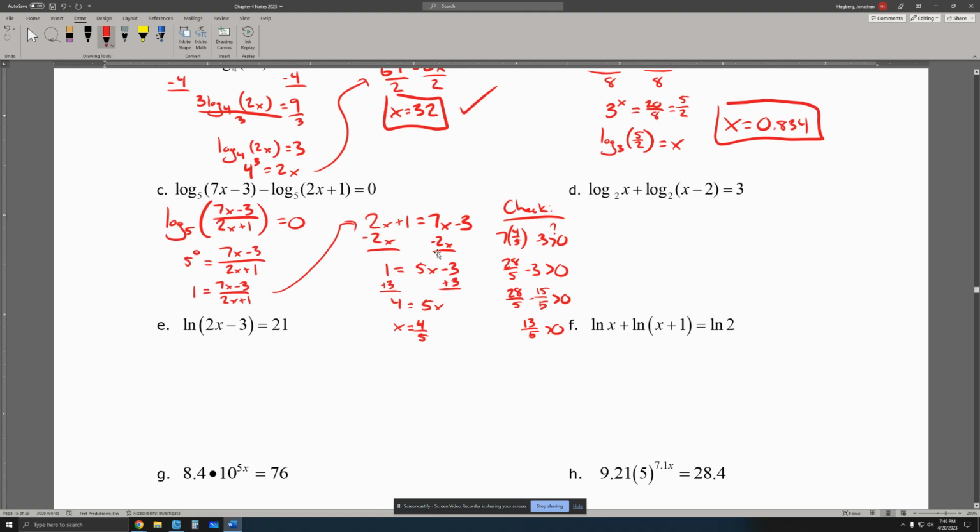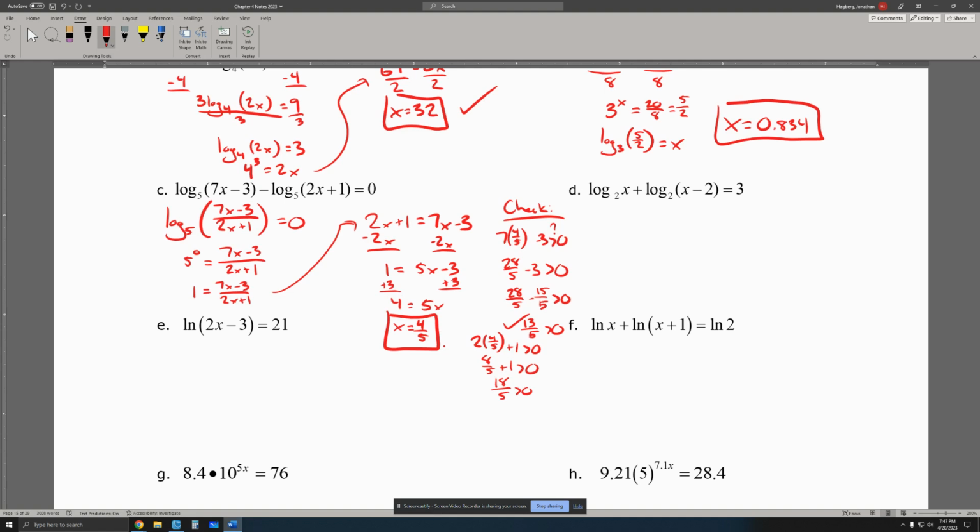Let's check the second, 2x plus 1. If we're going to multiply a positive number times 2, that's going to make it even more positive, a greater number. And then if we add 1, it's going to make it even more positive. So right now I can see that this is going to be positive because our solution for x is positive. If you wanted to test it out, you could plug in 2 times 4/5 plus 1 is greater than 0. So this would be 8/5 plus 1, which would be 13/5. So yes, this is true.